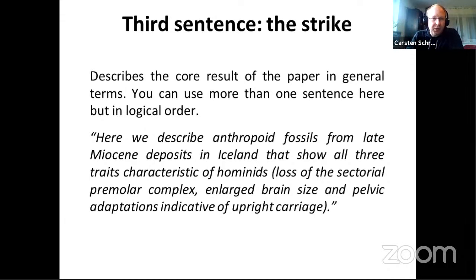So here the text would be, "Here we describe anthropoid fossils from late Miocene deposits in Iceland that show all 3 traits characteristic of hominids: those of the sectorial premolar complex, enlarged brain size, and pelvic adaptations indicative of upright carriage." And if you have a journal where you have lots of space, you might bring 1, 2, 3 sentences for the 3 results, and then this sentence only as the summary of the results altogether.